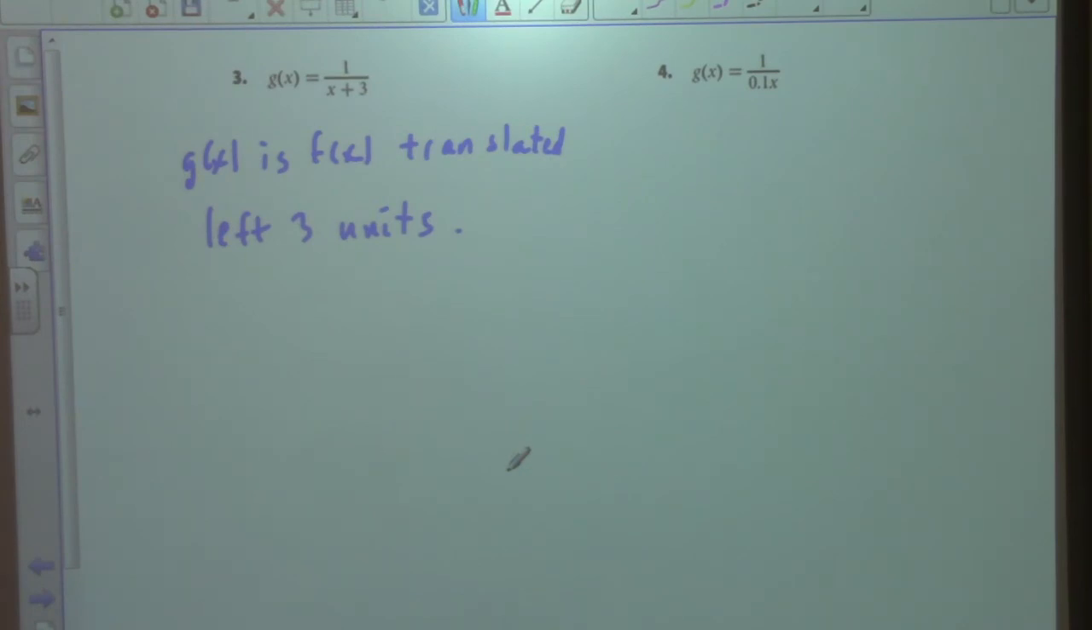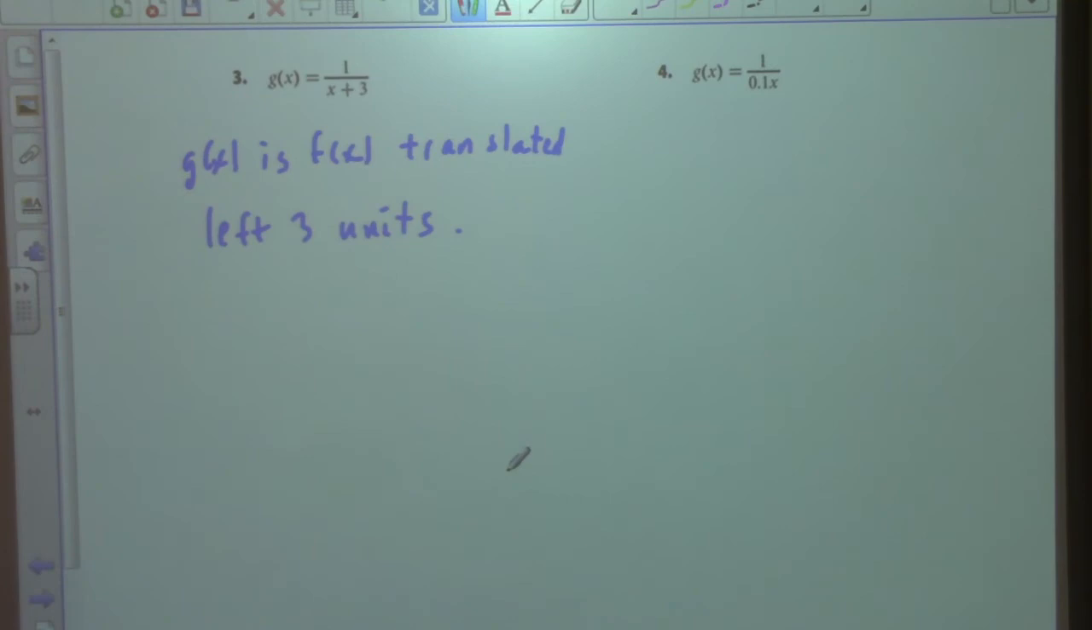Yeah, this is the one that can struggle. I had a student who got picked for this one, 7th period. It was a bit of a struggle. It's reflected across the x-axis, but I don't know what the point was.